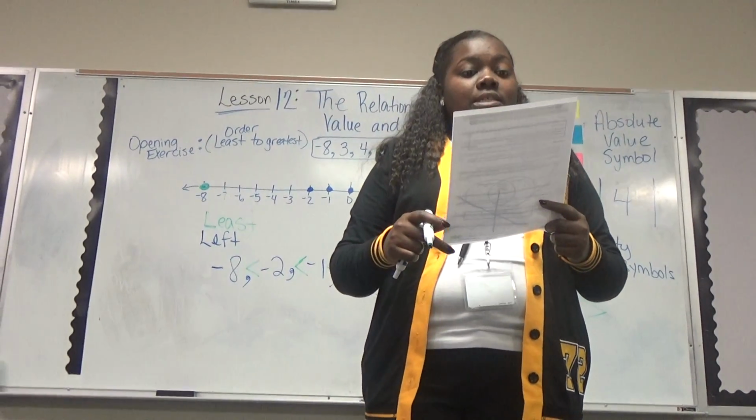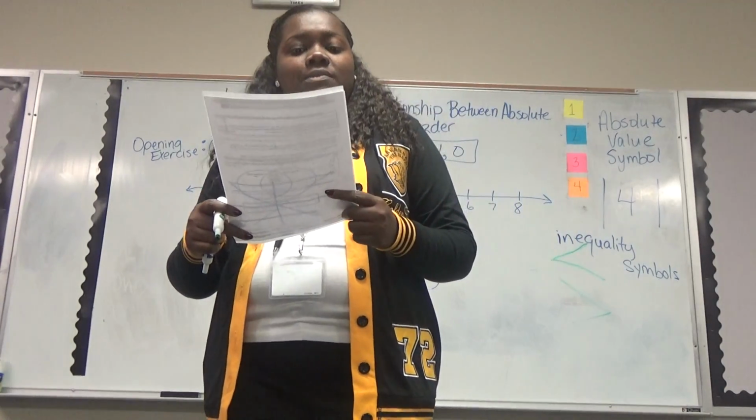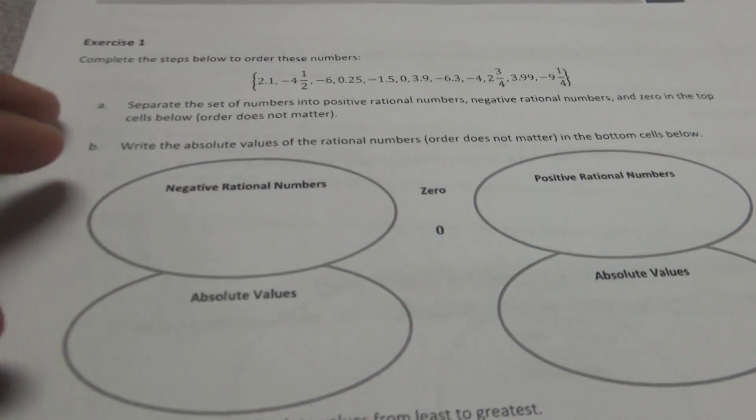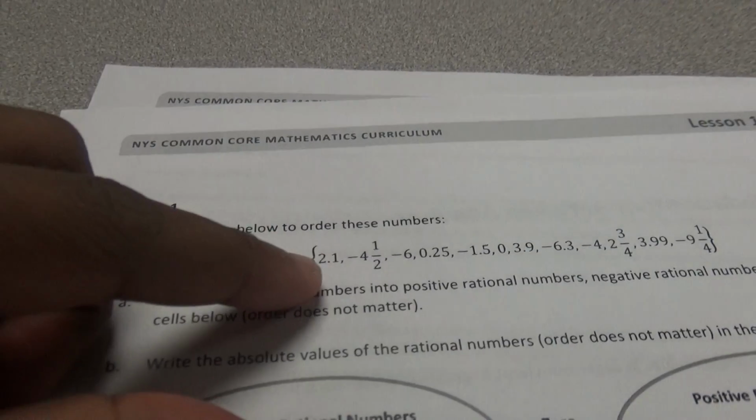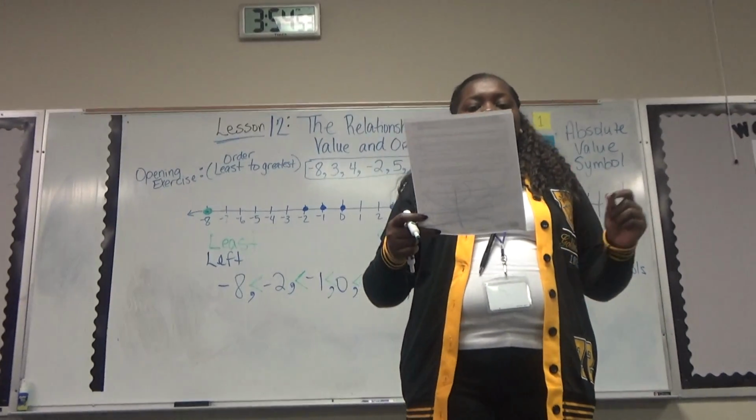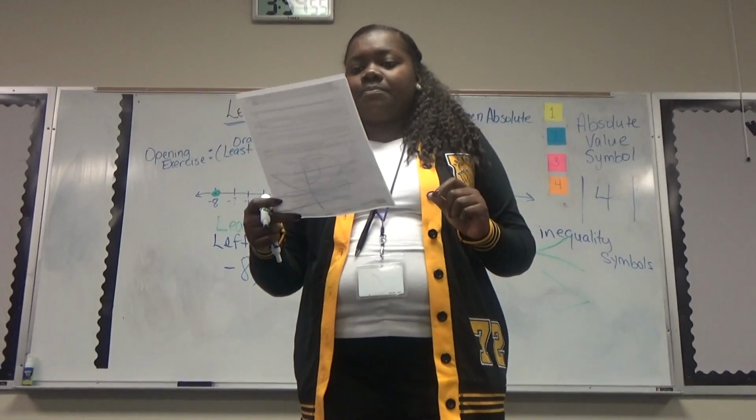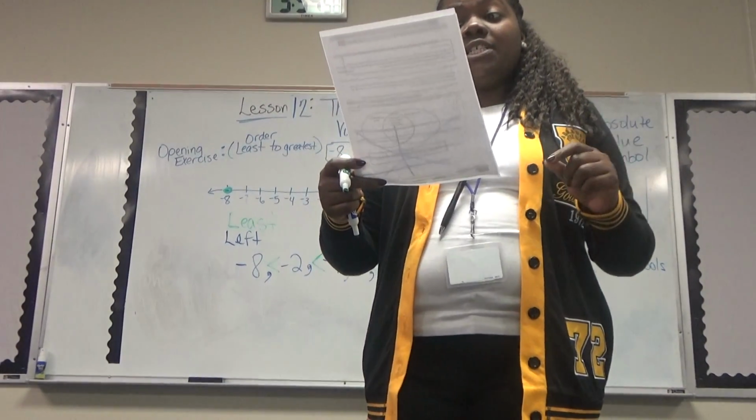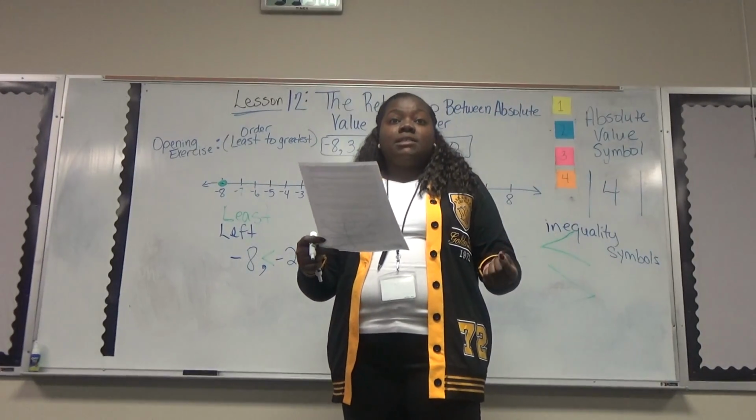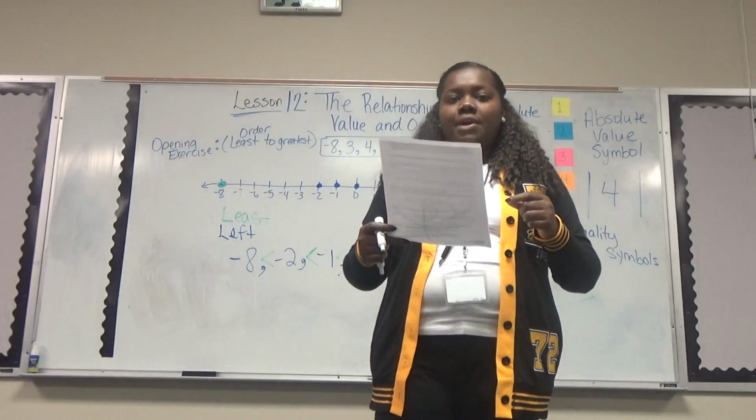So let's look at this. 2.1, positive 2.1. What circle would that go in? Track the paper for me, so they know what I'm talking about. Point to 2.1 at the top. Alright, now let's look at the circles. Would 2.1 go in negative rational numbers, positive rational numbers, or absolute values? Positive rational numbers, right? Because 2.1 is what? Positive, right? So it would go under positive rational numbers.